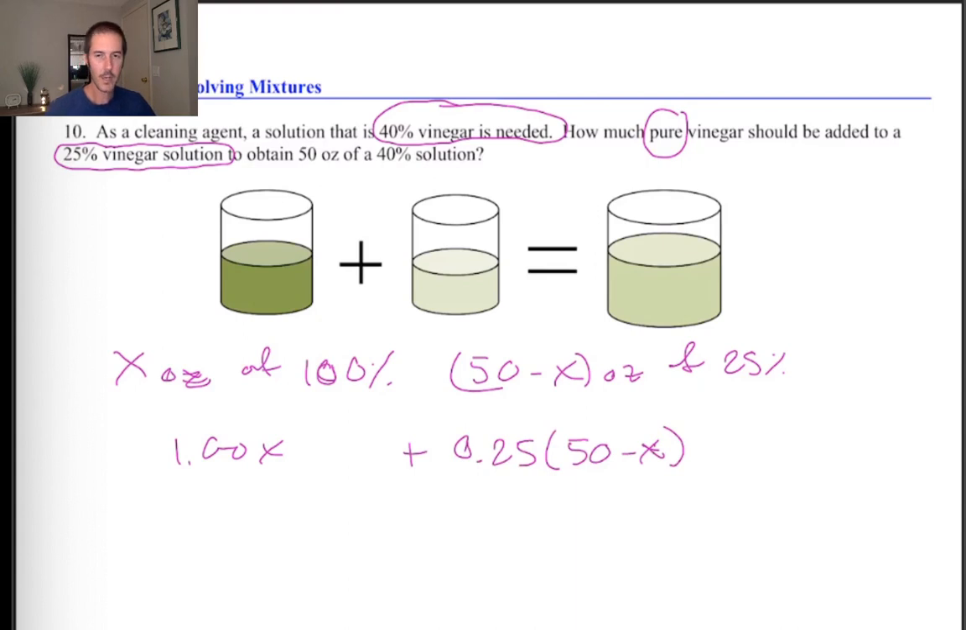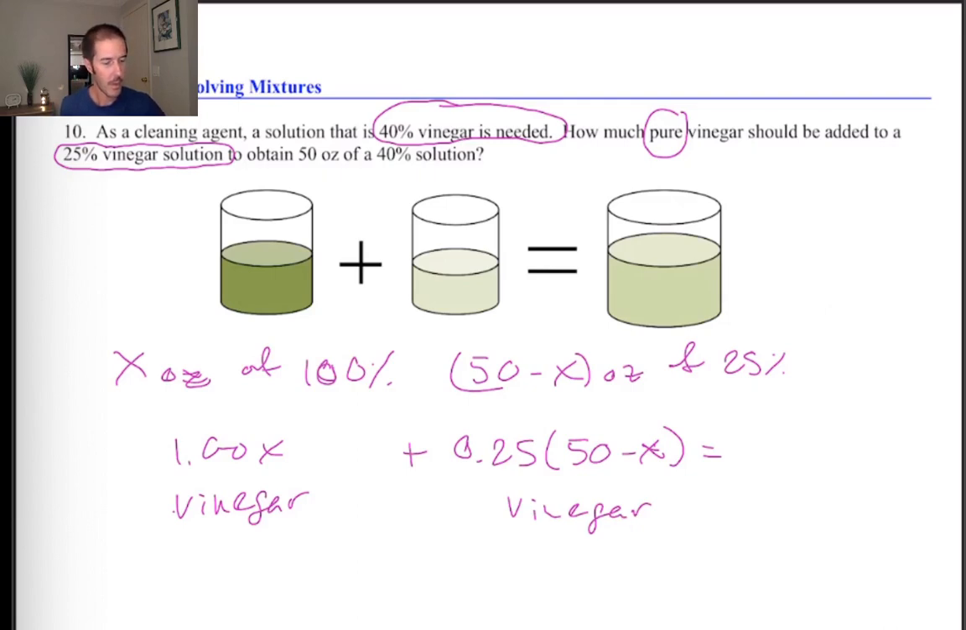And now, instead of these being two interest values, these are two amounts of vinegar. 100% of that really strong stuff that you were pouring into your solution, 100% of that was vinegar. And only 25% of the other amount was pure vinegar. So this is also an amount of vinegar. And that's equal to your final amount of vinegar.